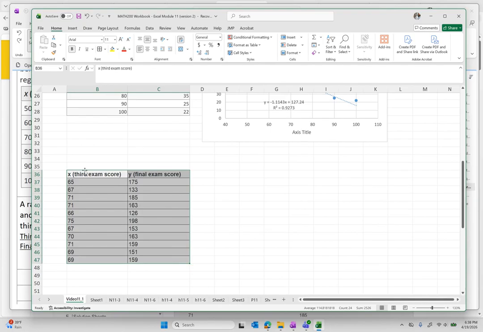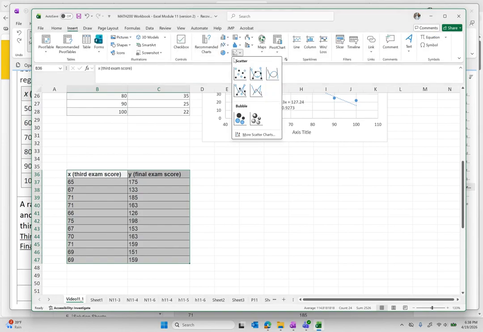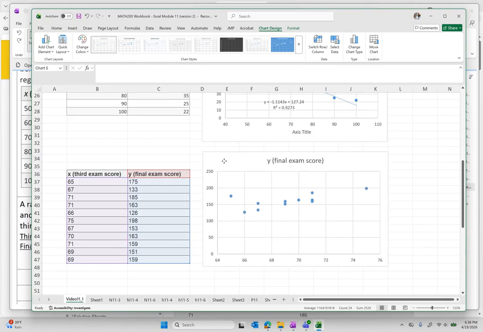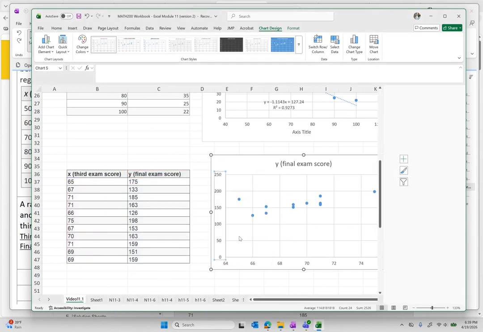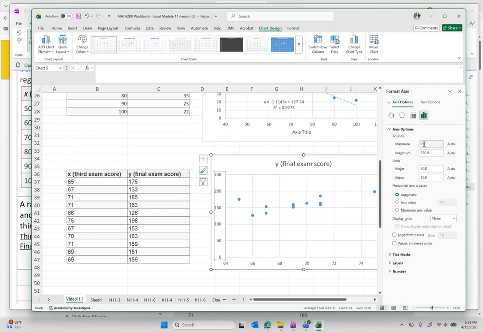So again, I'm going to highlight the titles and the data. I'm going to insert the scatter plot right here. Remember to add nice titles and axis labels. And I see here that it looks kind of a little flat. That is because the y-axis starts at 0. I would like my y-axis to maybe start at 100 so that I can see the slope a little bit. So let's press 100. There we go.